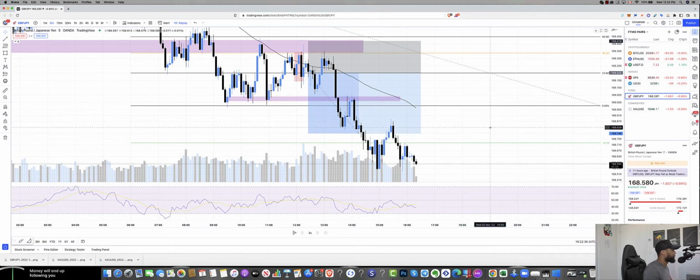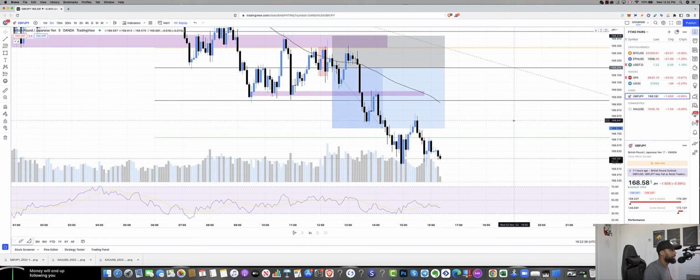However, still happy with the trade, grateful that we were able to take some money out of the market and, you know, move on and enjoy the rest of our day.